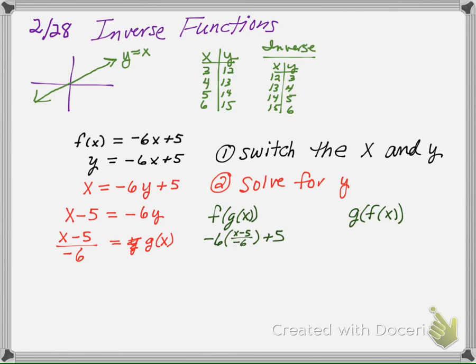Can you see why we wouldn't want to break that up into two separate fractions? Because now the negative 6's simplify right away, don't they? So when we go to simplify, now I just have x minus 5 plus 5, which is just x.